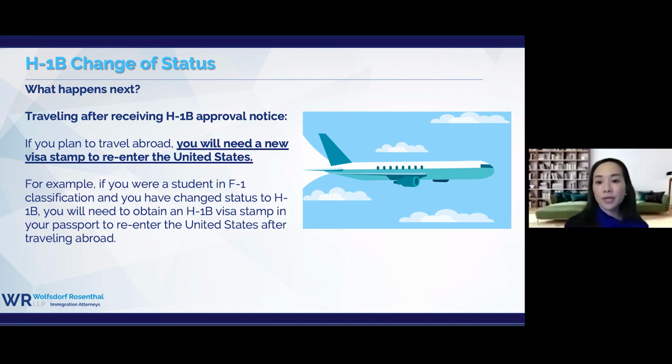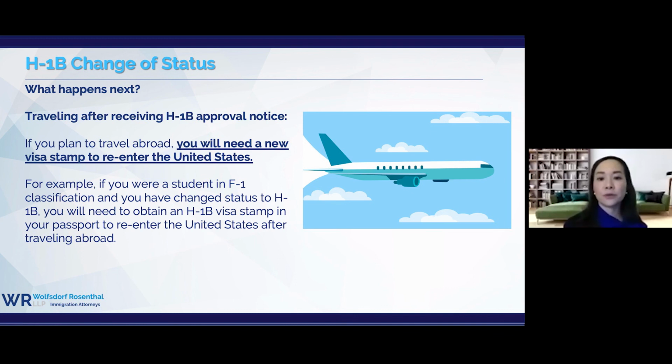So once you receive the H-1B change of status extension of stay approval notice, what happens next? Well, as previously mentioned, you may continue to work for the employer without disruption. However, what happens if you travel outside the US after receiving the H-1B change of status approval? Then you will need a new H-1B visa stamp to re-enter the US.